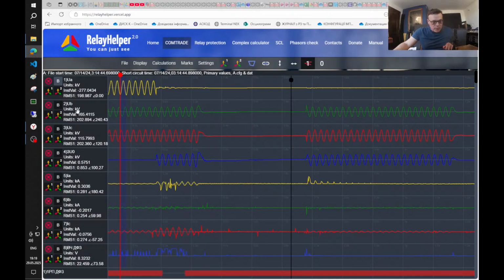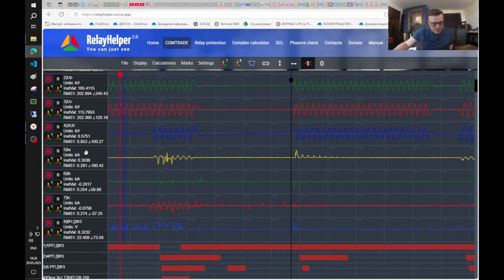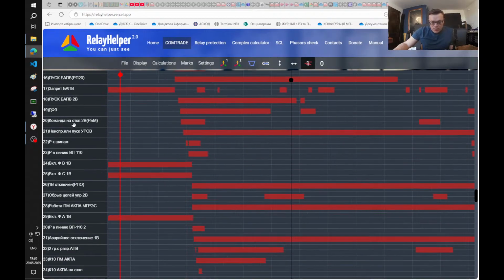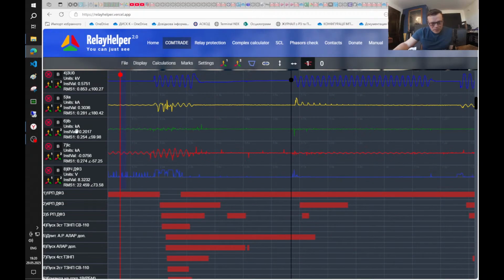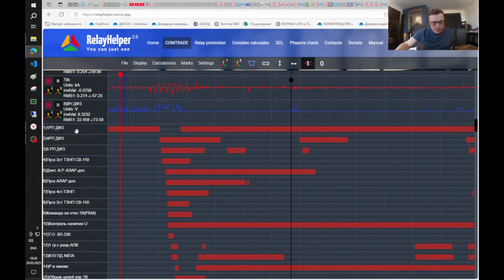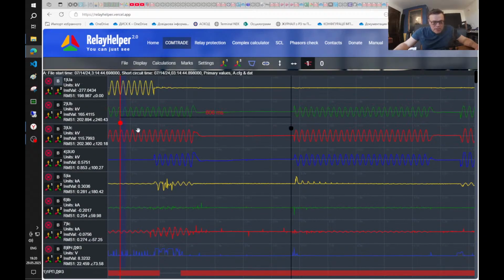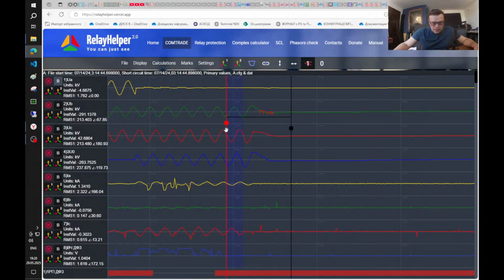Okay, so at the top we have voltages, a little below the currents, and the last analog channel is the high frequency channel of the phase differential protection. Here we have digital channels. There are a lot. Unfortunately, I don't have much time to translate all the signals, but I'll describe them during this case study. As we can see, we have a phase A to ground short circuit and a very strange current waveform.